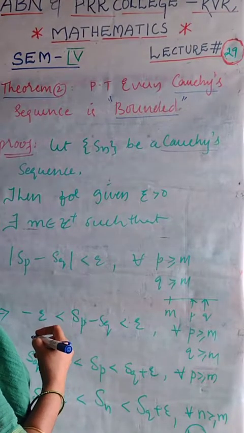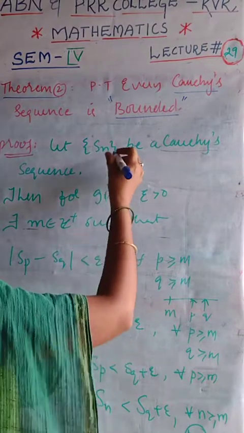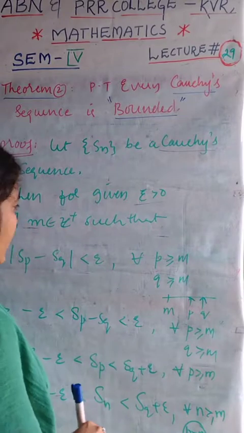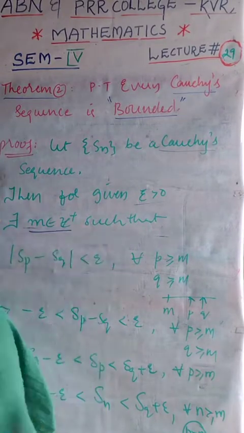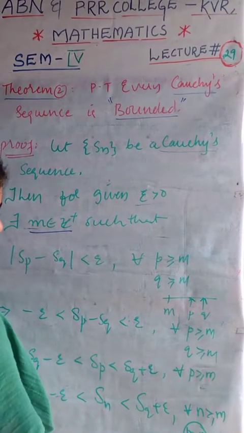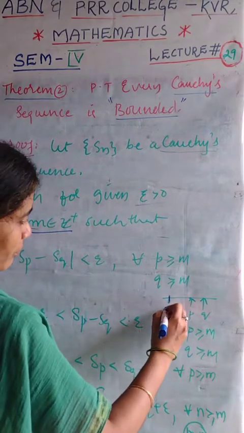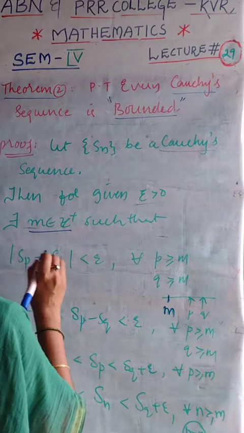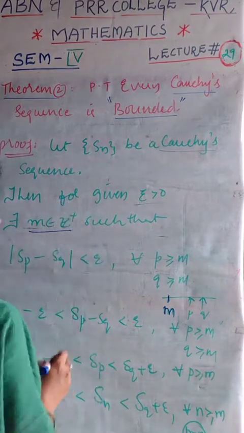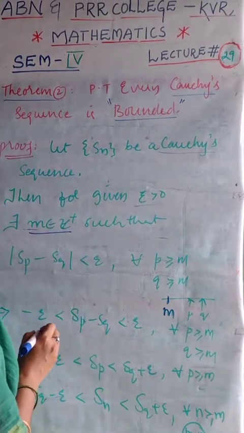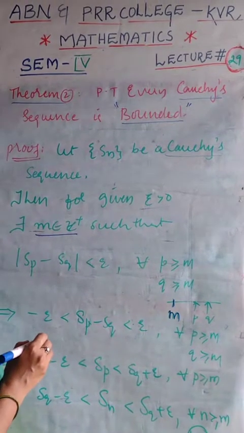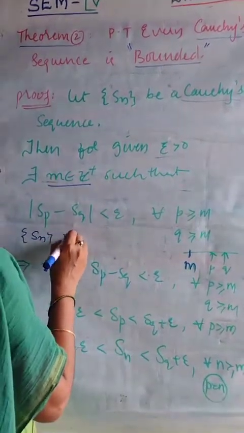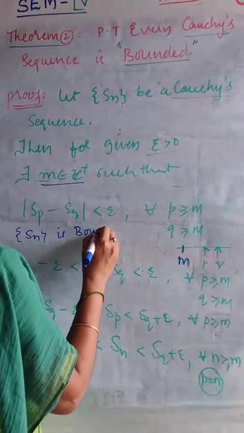Then write the definition of a Cauchy sequence. What is the definition of a Cauchy sequence? For given epsilon being a positive quantity, we can pick a positive integer m such that after m, the difference of the terms, Sp minus Sq, is very negligible. This is the definition of Cauchy. Our aim is to prove that the sequence is bounded.